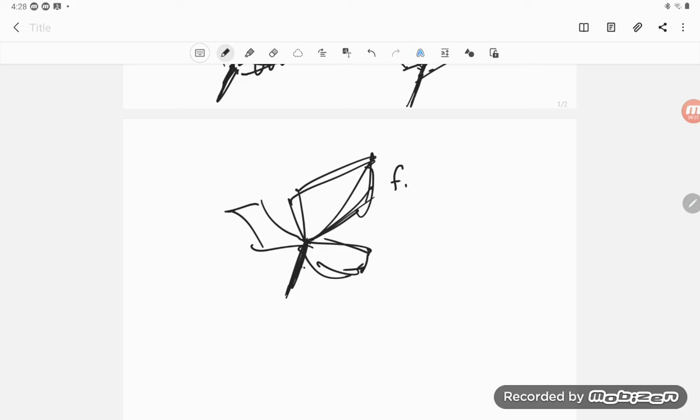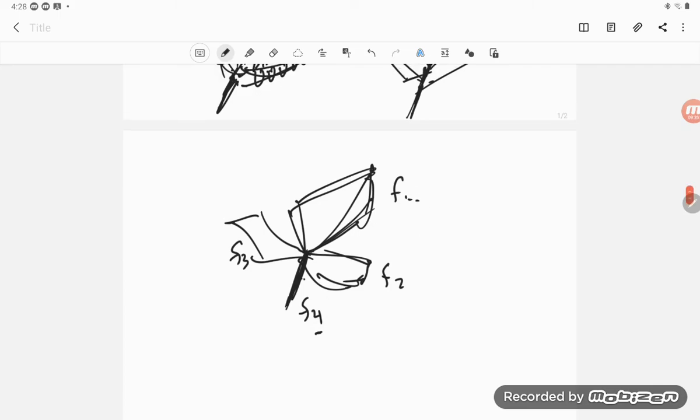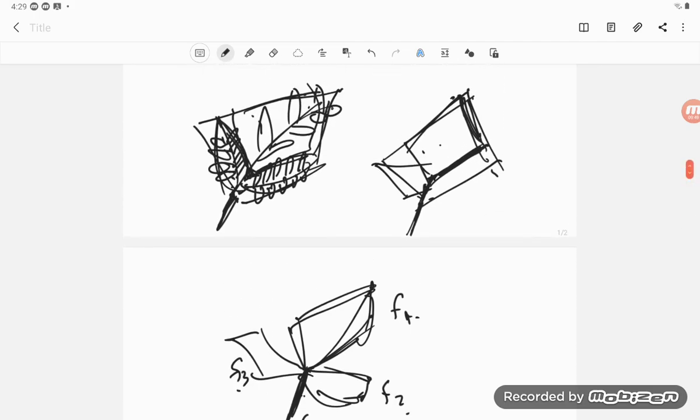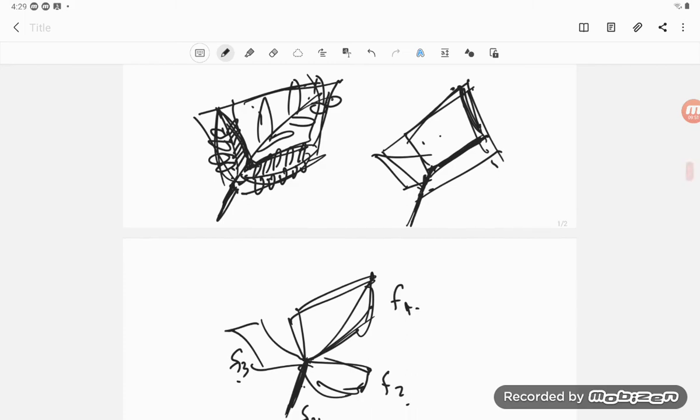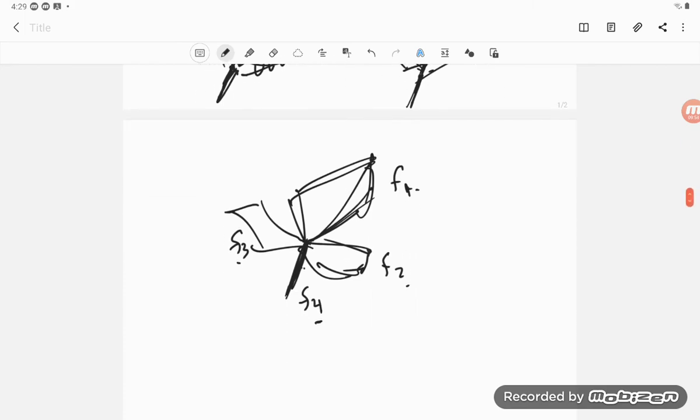That would take 4 functions in my iterated system. I need an F1 to do that, an F2 there, an F3 there, and an F4 there. It doesn't really matter which one I say is which, as long as I have them all. So I could do those 4 transformations to try to create my fern, and actually that's exactly what happens.